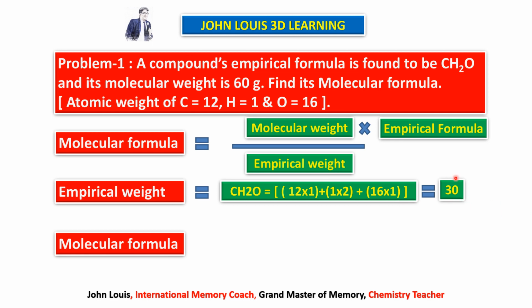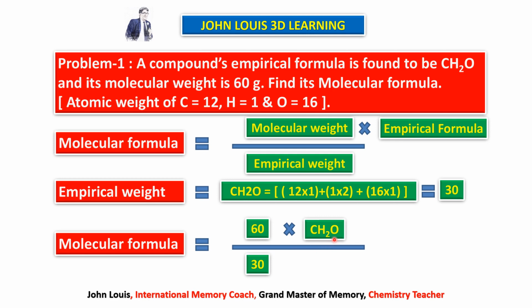So now we have got the empirical weight also. Molecular weight and empirical formula are already given in the sum. Therefore molecular formula is equal to molecular weight, 60, that is given in the sum itself, and empirical weight we have found out, that is 30, into the empirical formula, that is already given. We need not find it because it is already given, CH2O.